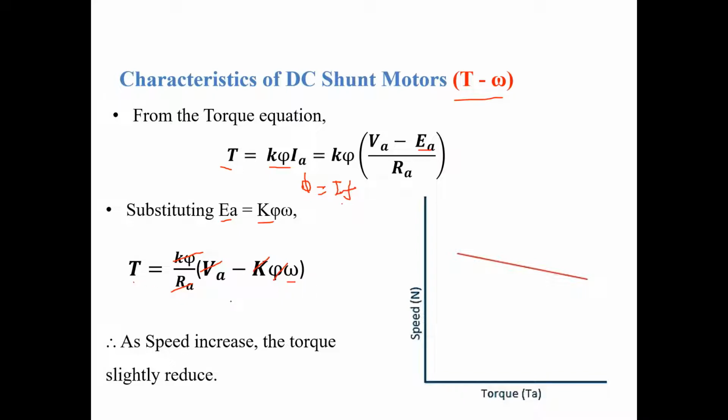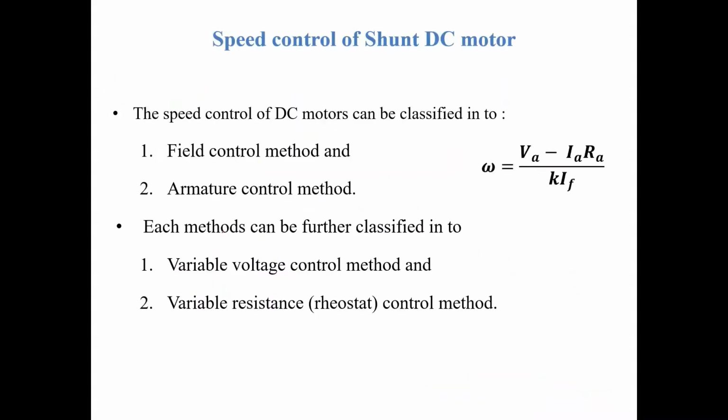Therefore, torque and speed have a constant relationship, there is no other variable. These quantities are constant, so the curve is something like this. As the speed increases, the torque will decrease, and as the torque increases, the speed will decrease. Now let's talk about the speed control of the shunt DC motor.